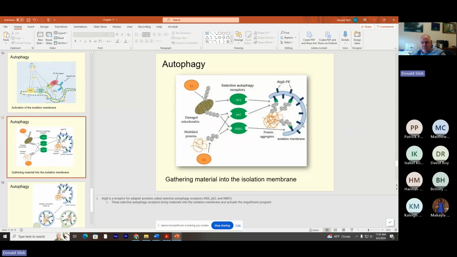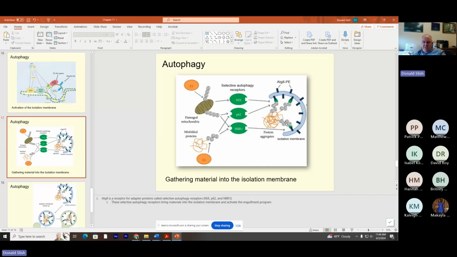Okay, so this is our isolation membrane here, and it's got ATG8 attached to phosphatidylethanolamine. So it's kind of like it's got receptors all over it, waiting for things to bind to it. These guys here, NIX, P62, NBR1, these are going to be adapter proteins. They'll bind to ubiquitinated things on this side and to ATG8 on the other side. So these adapters then are going to bring things like damaged mitochondria and big clumps of misfolded proteins into this autophagosome.